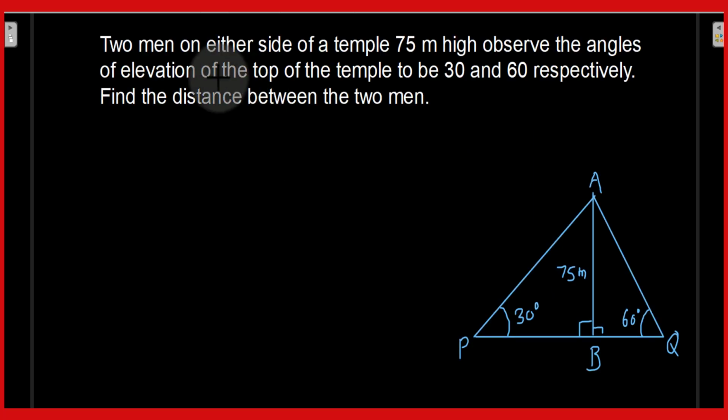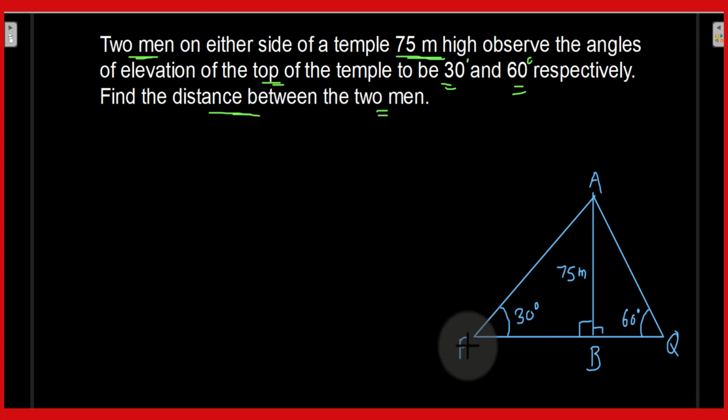Friends, here is the question on the screen. Two men on either side of a temple 25 meter high observe the angles of elevation of the top of the temple to be 30 degrees and 60 degrees respectively. Find the distance between the two men.